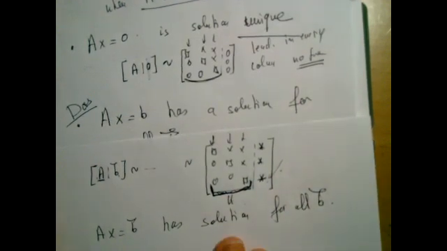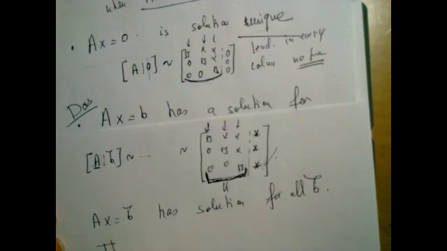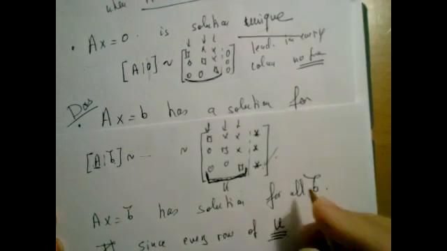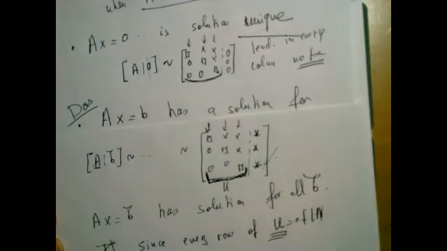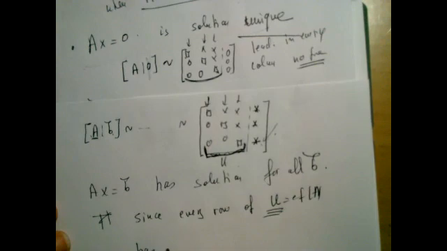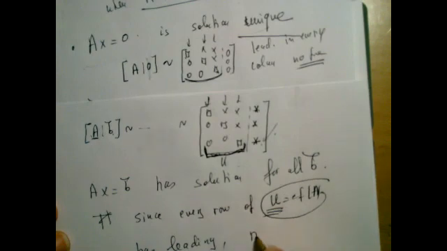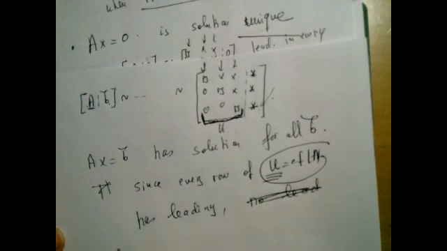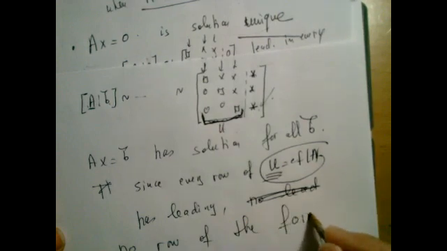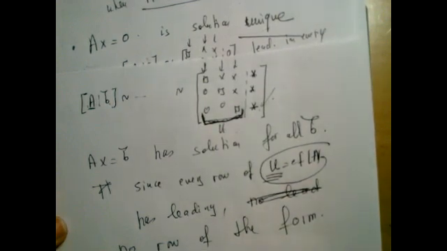The reason is, in this scenario, since every row of U, the echelon form, has a leading, it means no leading in the last column. Since every row has a leading, it means no row of the following form, let me write it in an easier way: 0, 0, 0, this way.